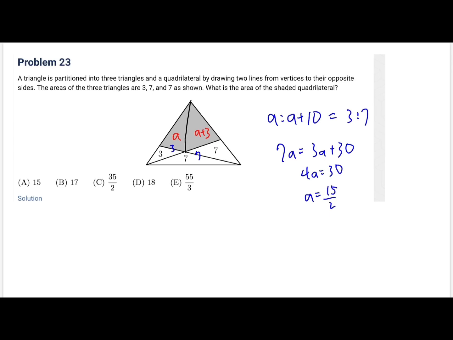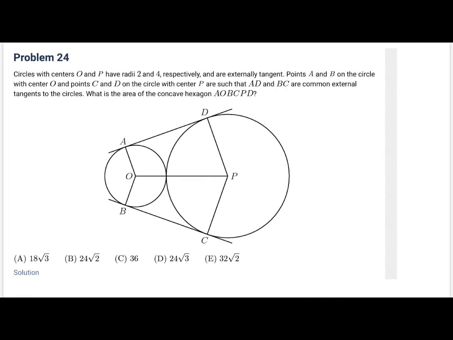So what is the area of the shaded quadrilateral? 2a plus 3. This equals 15 plus 3 equals 18. So it's D. Problem 24. Circles with centers O and P have radii 2 and 4 respectively and are externally tangent. Points A and B are on the circle with center O, and points C and D are on the circle with center P, such that AD and BC are common external tangents to the circles. What's the area of the concave hexagon AOBCPD?